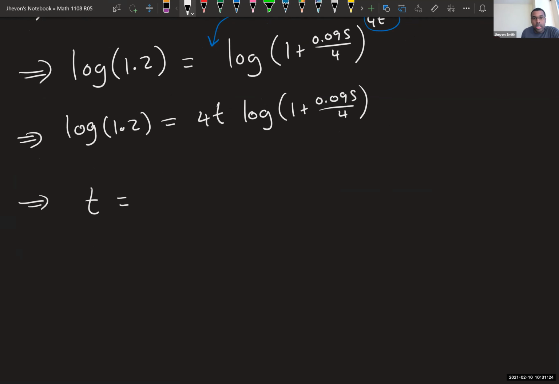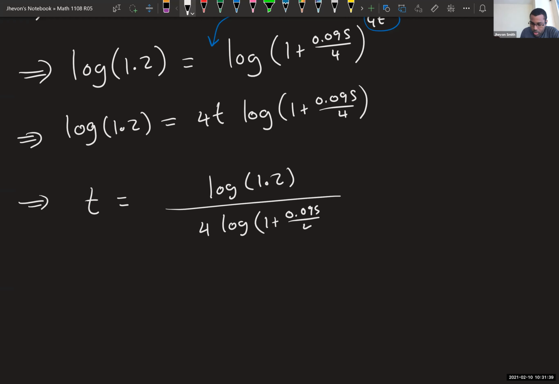And then to solve for t, of course, I'm going to divide by the log and the 4. So this would become log of 1.2 over 4 log of 1 plus 0.095 over 4. And that's going to be, we're already over time, so I'll just tell you guys what I got. I did calculate it somewhere. I got 1.94.